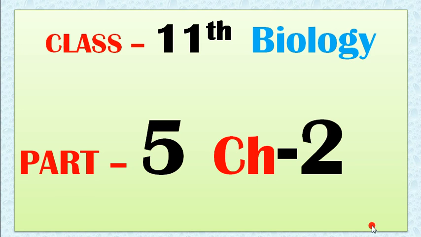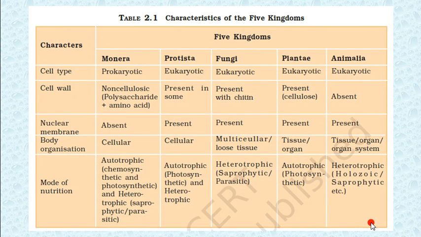Now, in the previous lecture, we studied our kingdom Fungi. We have seen the groups of fungi: phycomycetes, ascomycetes, basidiomycetes, and deuteromycetes. As we know, these are the characters of fungi: eukaryotic cell with a chitin cell wall, nuclear membrane is present because of eukaryotic, body organization is multicellular with loose tissue, and mode of nutrition is heterotrophic, of two types: saprophytic and parasitic.